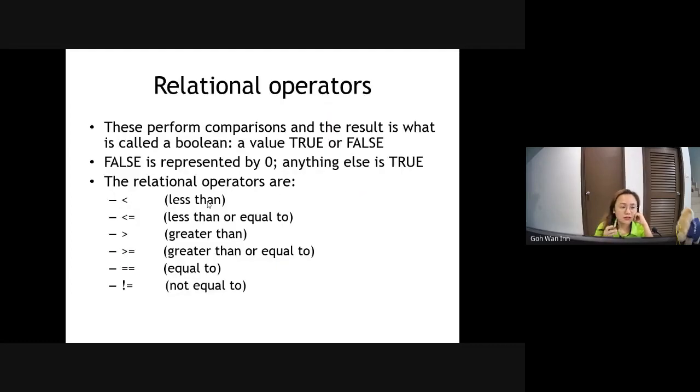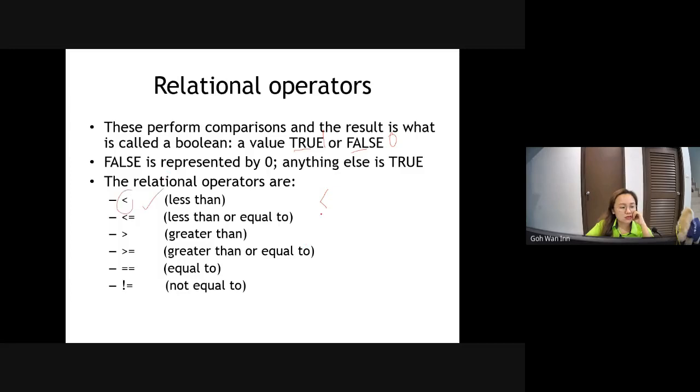So after the arithmetic operations, now we have relational operators. Relational operators perform comparison and the result is what is called a Boolean, either true or false. So remember, true is 1, false is 0. So here we have this. Are you ready? Normally less than in mathematics is this. So this one is also the same.